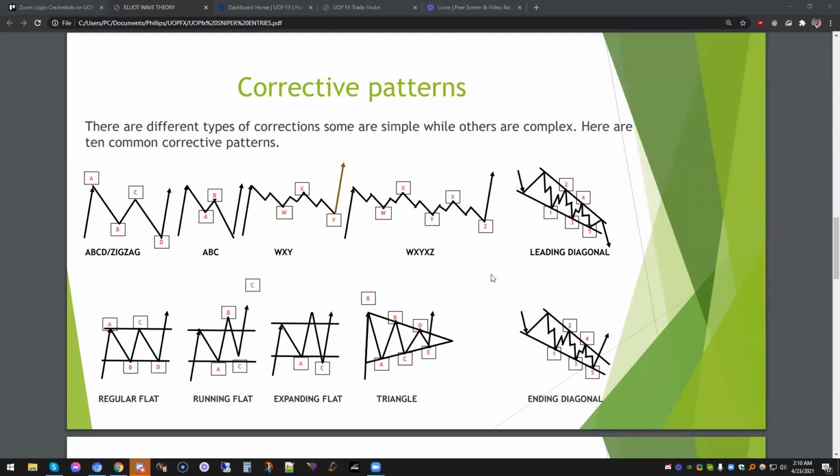Now, I know most traders are familiar with the triangle and patterns that we look at and call ranges. The patterns that we call ranges are most times regular flat patterns, or in some cases maybe expanded flat patterns, or maybe WXY patterns or WXYXZ patterns. Normally they would create ranges.